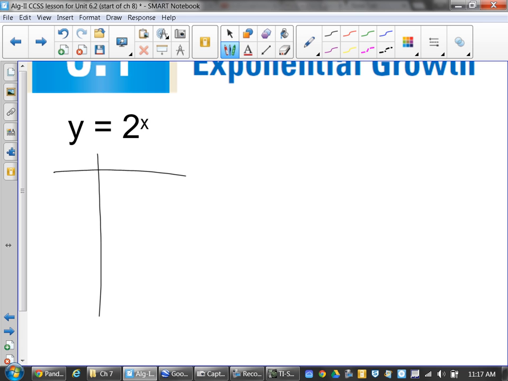Pick easy numbers. Okay? Is that just like 2x? Is that an exponent x? Yeah. So it's 2 to the x?